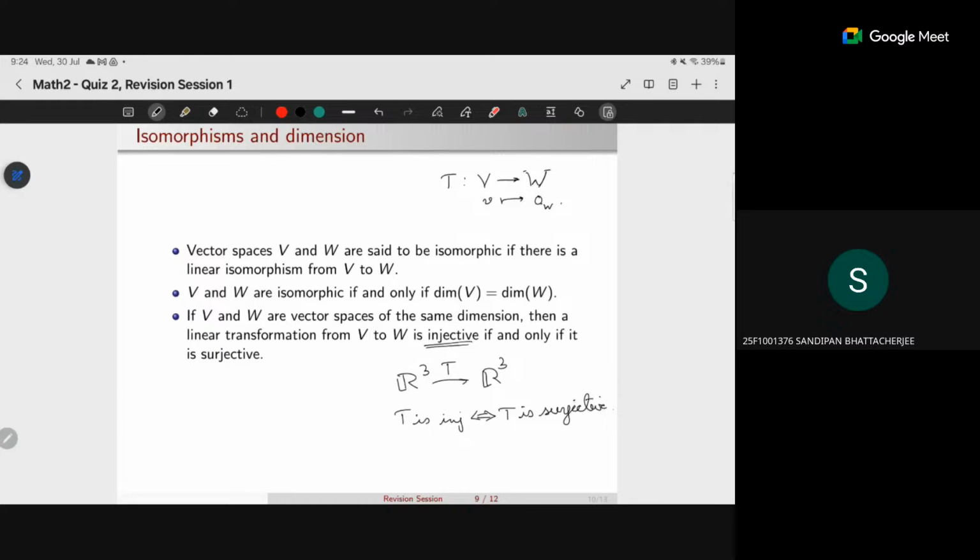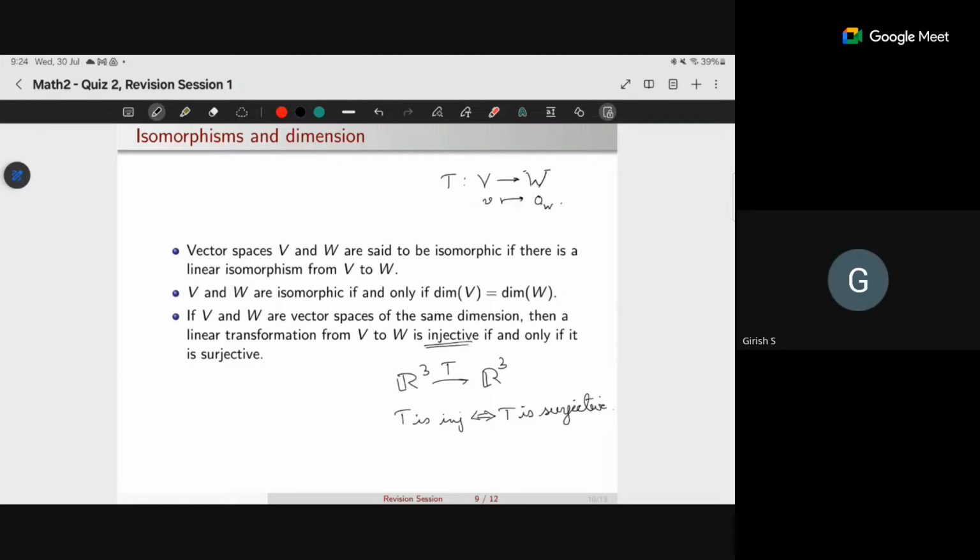Why is this the case? We will see when we talk about rank and nullity of the transformation. But this is true in general for same dimensional spaces. For isomorphic spaces, a transformation between them is injective if and only if surjective. So whichever seems easier to check, you can check and just say that the domain and the codomain have the same dimension. So the other thing also holds.